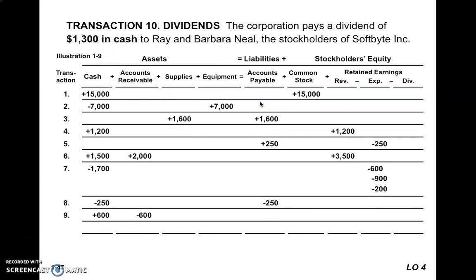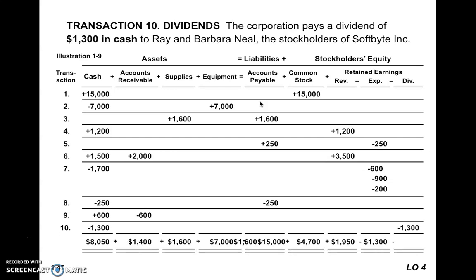So transaction 10, the company pays, again, pays means cash goes down, a dividend of $1,300 to the owners, the stockholders of the corporation. So cash decreases by $1,300 and stockholders' equity is affected. It goes down. The part of stockholders' equity that is affected is the dividends. Dividends decrease your stockholders' equity.